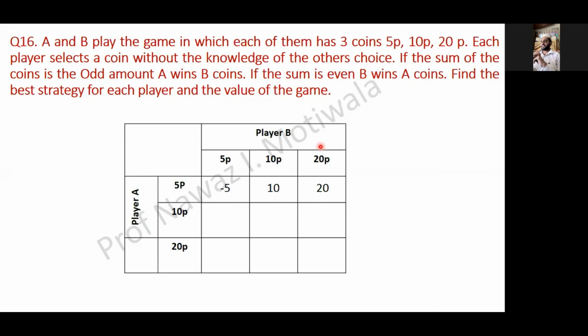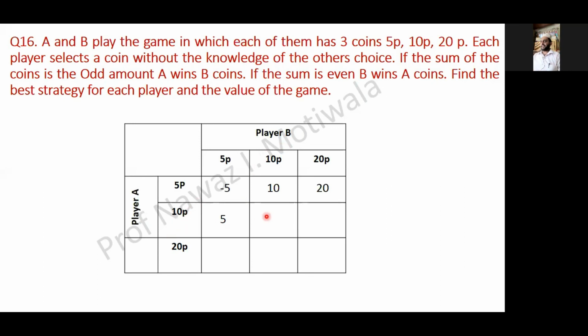Now next, 10 and 5. Here A is showing 10 paise, B is showing 5 paise. 10 and 5 is an odd number. So if it is an odd number, A wins B's coin. So what was B's coin? 5, and A is winning that. So I will write the answer as 5. Wherever A loses, a minus will come, and wherever A gains, a positive will come. This we have already seen in the basics of game theory. Now the next part, 10 and 10.